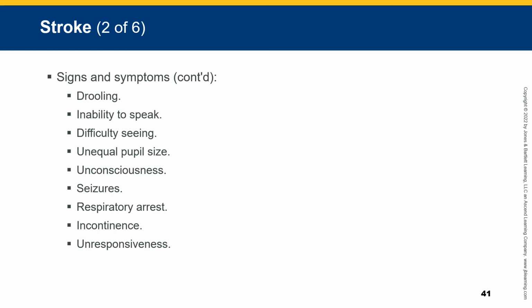Some of the signs and symptoms that will also occur with stroke are drooling, an inability to speak, difficulty seeing, unequal pupil size, unconsciousness, seizures, respiratory arrest, incontinence, and that can be bladder or bowel or both, and general unresponsiveness.